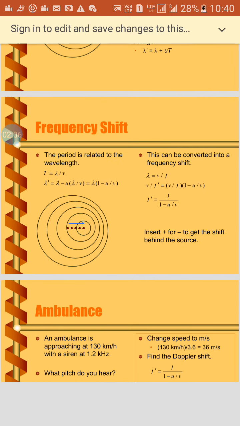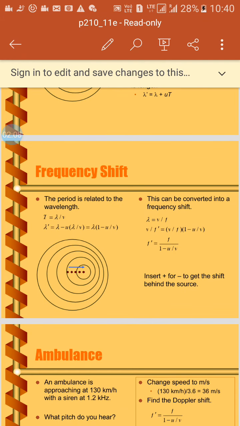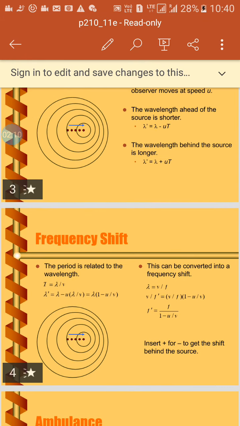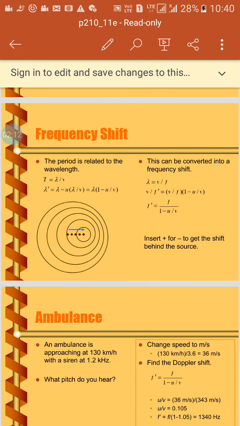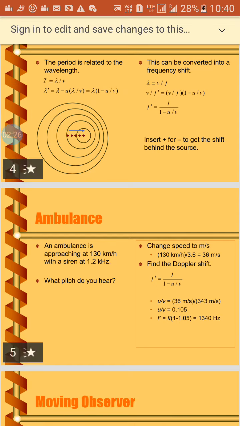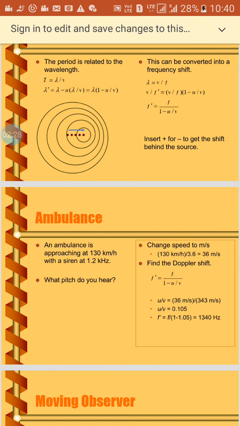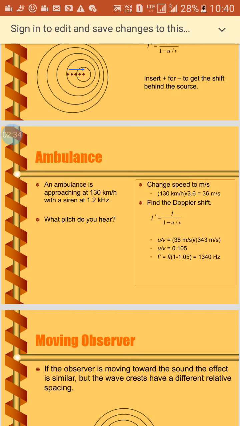Put the value of T. Now what is the value of T? It is lambda by v. So when you put the value, we take lambda common and we will get 1 minus u upon v. This can be converted into a frequency shift, and insert positive for negative to get the shift behind the source.